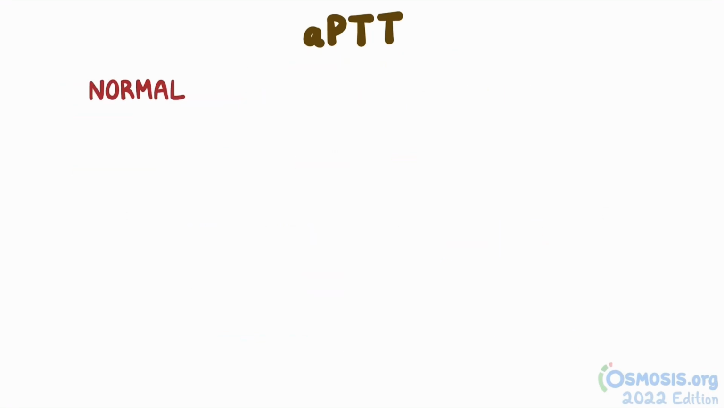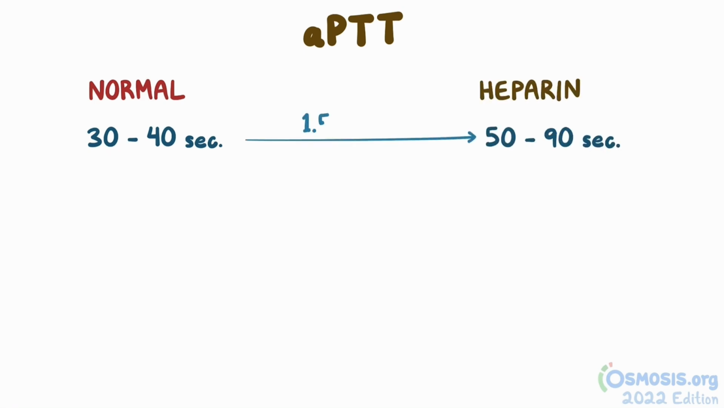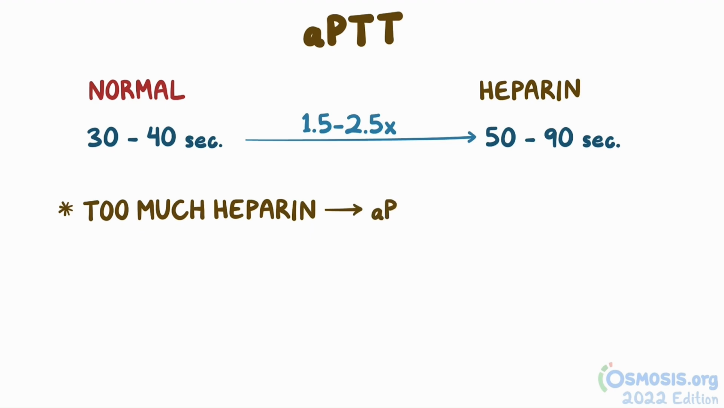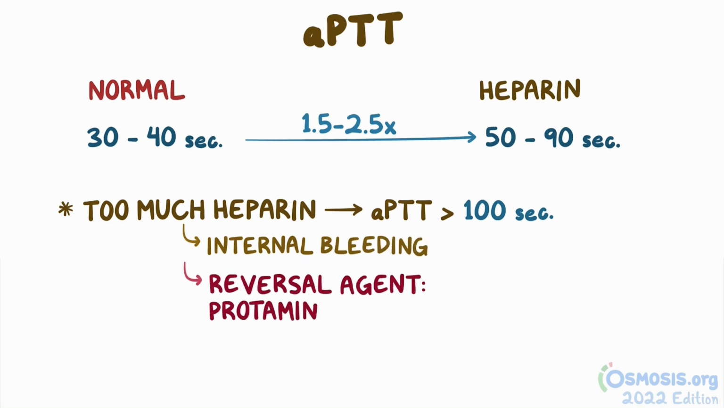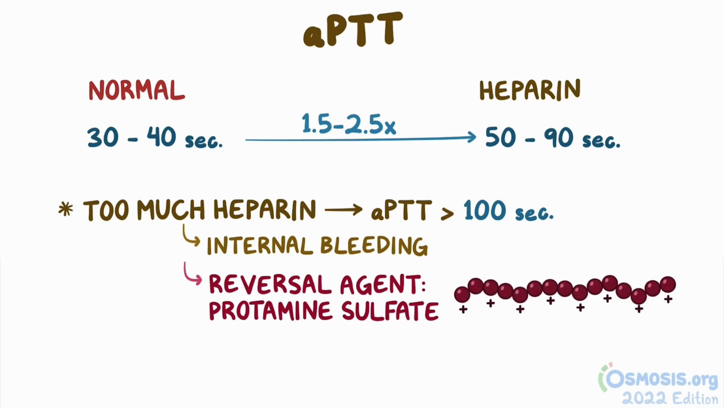A normal APTT is between 30 seconds and 40 seconds. With heparin therapy, the APTT is approximately 50 to 90 seconds, or 1.5 to 2.5 times the person's baseline value. If a person was given too much heparin, then the APTT can rise to values greater than 100 seconds, and the person might suffer internal bleeding. In these situations, a reversal agent called protamine sulfate can be given. Protamine sulfate is a positively charged molecule, and so it can bind to the negatively charged heparin, rapidly inactivating its anticoagulant activity.